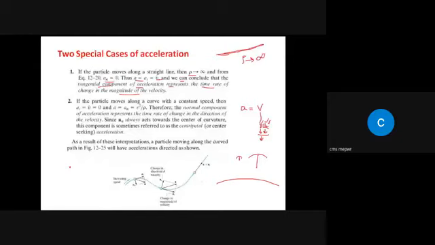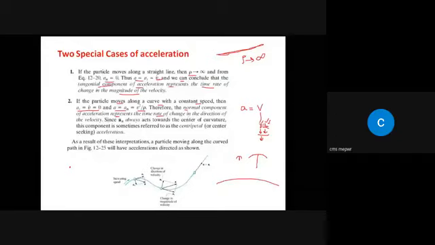If a particle moves along a curve with a constant speed, then in that case this term will become 0, and a will become equal to an, which is equal to v square by rho. Therefore the normal component of acceleration represents the time rate of change in the direction of velocity. Since an always acts towards the center of curvature, this component is sometimes referred to as centripetal acceleration.